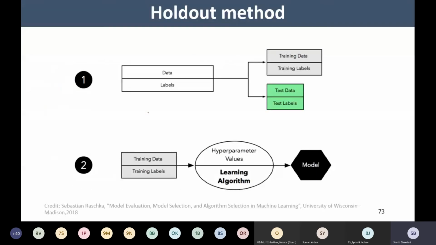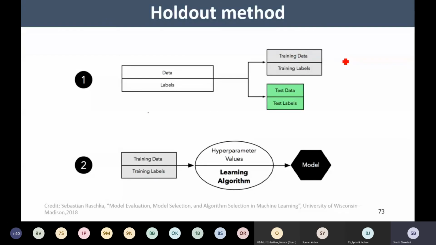So let me give you a few important steps in the holdout method. Pictorially it will be more useful for you to understand the concept. So these are the steps in the holdout method. We have some data initially provided, along with the labels. In the holdout method, we typically partition this original set into a train set and a test set.